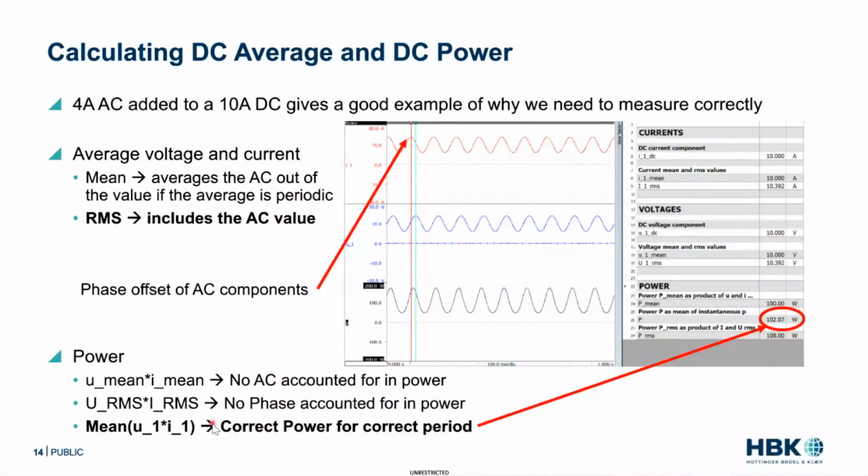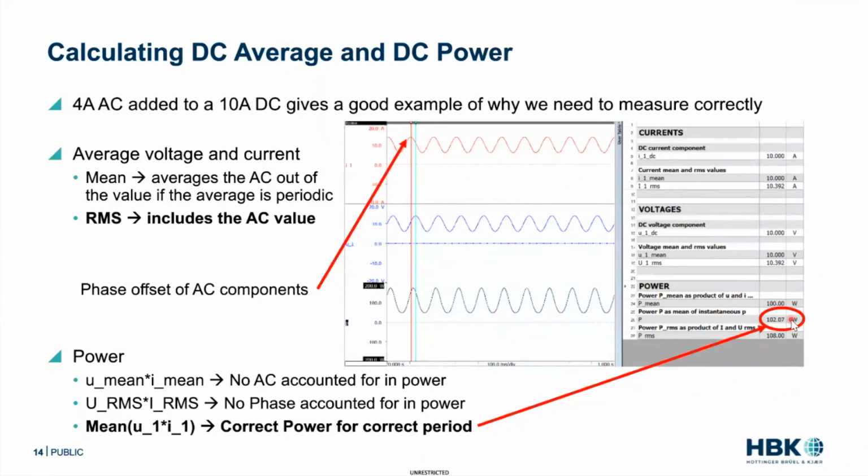But both of these are wrong. What we actually want to do is take the average of the instantaneous voltage times the instantaneous current. And if we take the correct measurement period, the correct averaging period, we get 102.7. So for DC or AC, we need to account for the phase, we need to account for the AC, and we need to account for the time period we're averaging over.